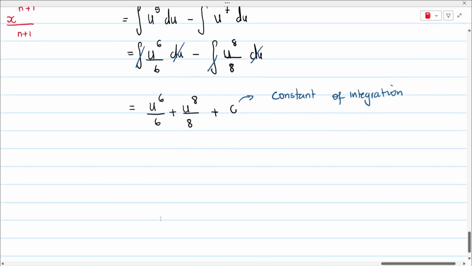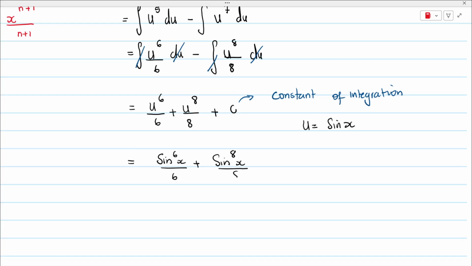Okay. Now that I have this, and I've already determined that my u is equal to sine x, it means that I can simply substitute sine x into these values. So what I get is sine 6x all over 6 plus sine 8x all over 8 plus some constant c, which is the constant of integration. So now I see that my value is evaluated using u substitution.